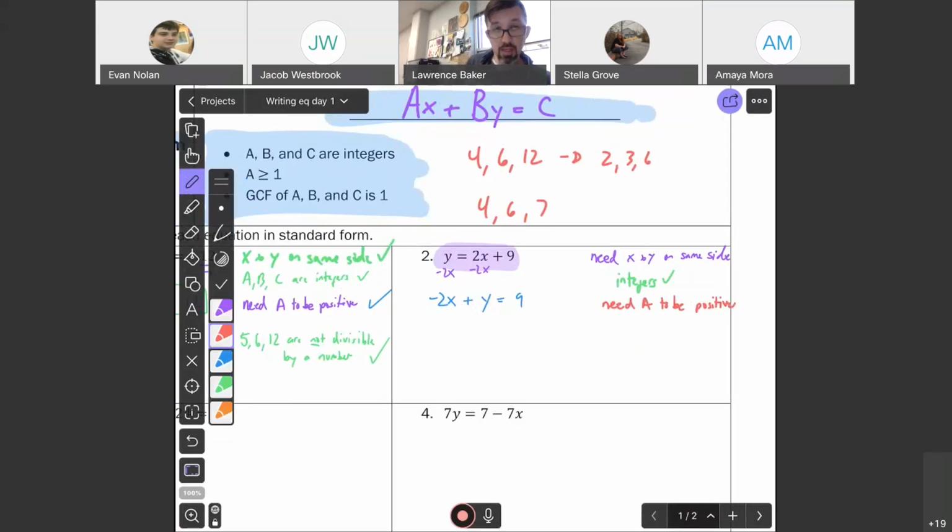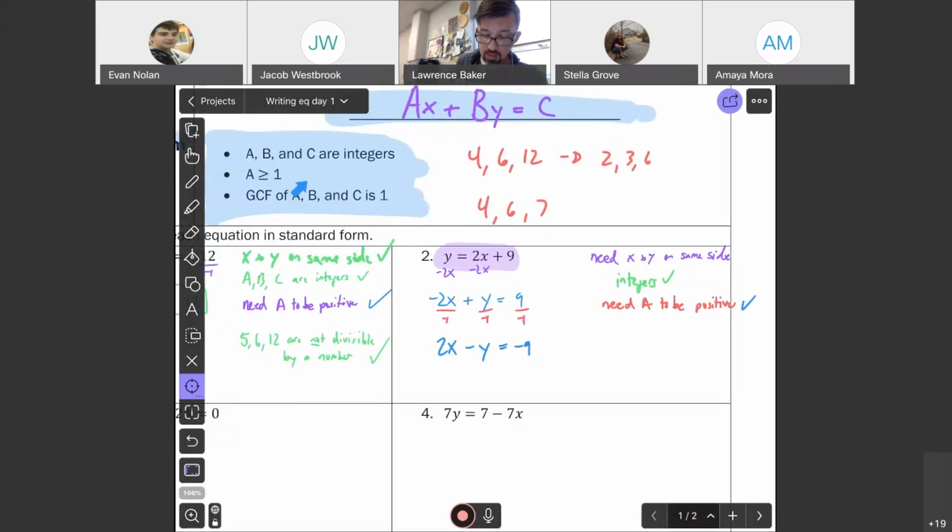So again, what I'm going to do to make that happen is I'm going to divide it by -1. So now I have 2x minus y equals -9. So now it's positive. And then do they share anything besides 1?